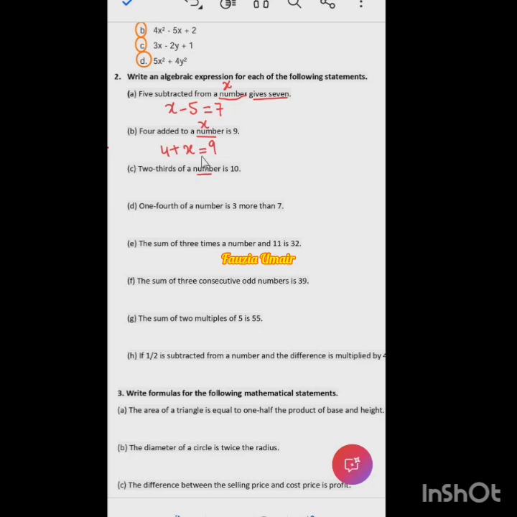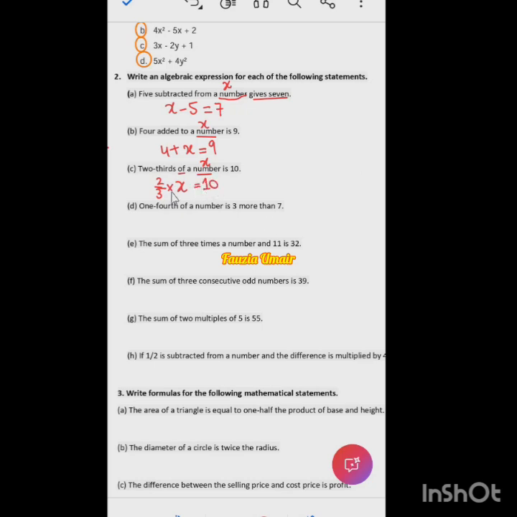So two thirds of a number. So let's call this number x. We can use any other variable. So two-third of a number is 10. So two-third means 2 by 3. Of is the keyword of which operation? I told you the other day also, of means multiplication. So two-third of x, is 10. So equal to 10.